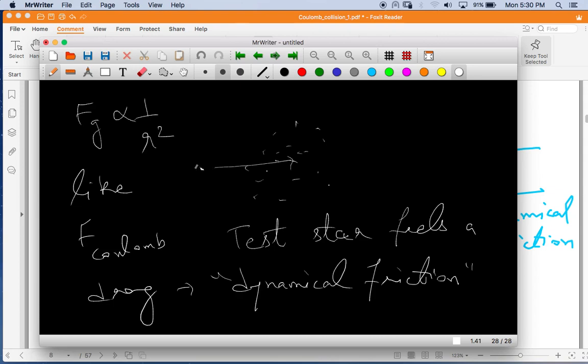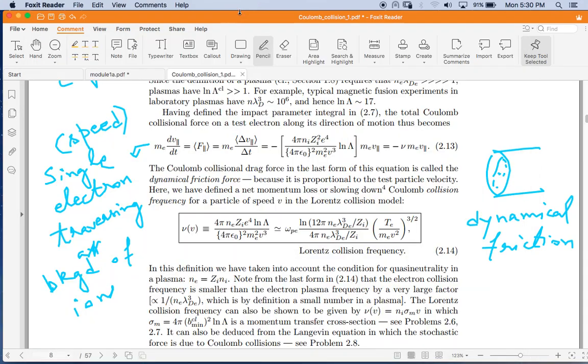And therefore the gravitational attraction due to the stuff that's piled up behind is more than the gravitational attraction due to the stuff that the test star encounters in the front. And therefore the test star effectively feels a decelerating force, which is called dynamical friction, very much in analogy with Coulomb collisions. Now, the other thing, and I will close with this.